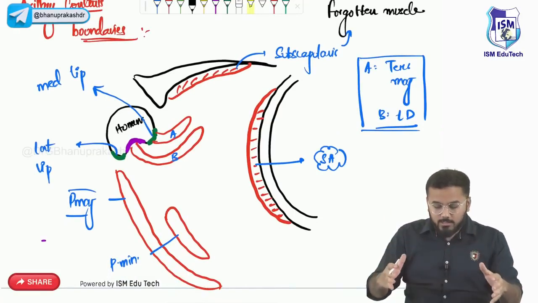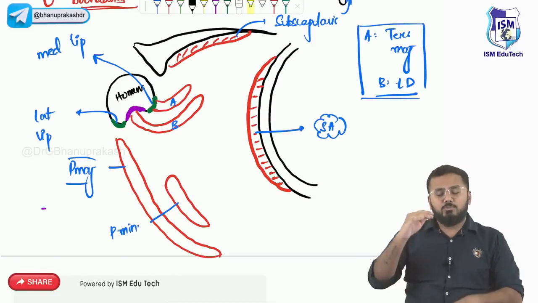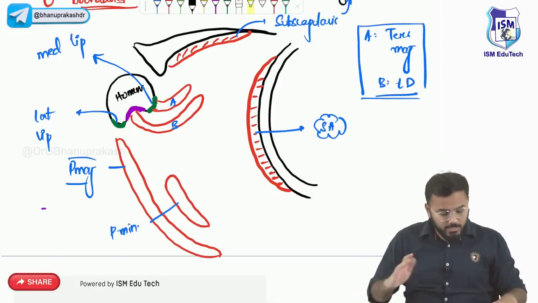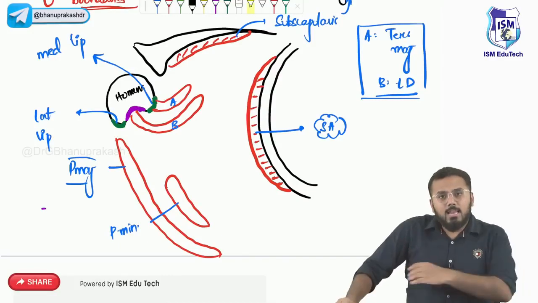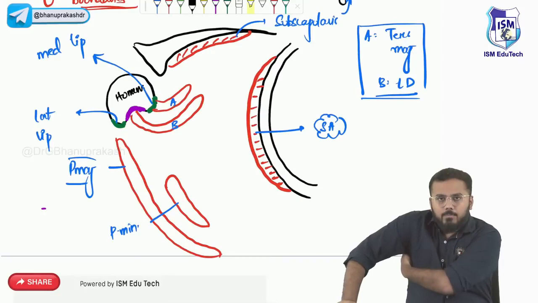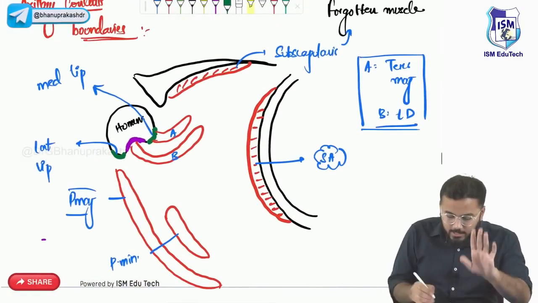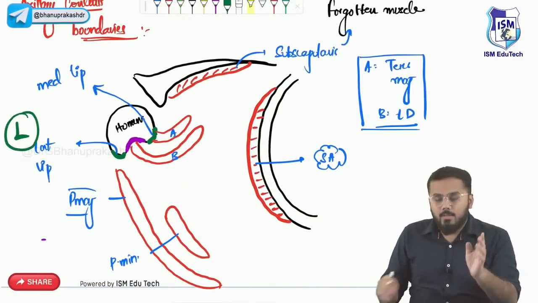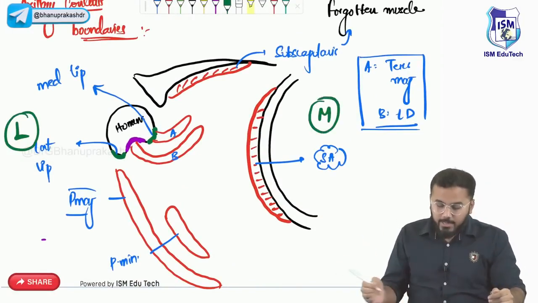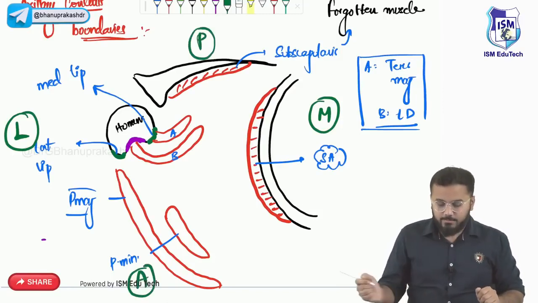Have you understood these borders? Very, very simple. Why am I stressing this a lot? Because many questions are repeated from this, guys. You will get to know how the questions are repeated. Laterally humerus, medially ribs, posteriorly scapula, anteriorly pectoralis major and minor. This is the thing I want you to remember. So if you want to understand this clearly, remember like this: this is the lateral, opposite will be medial, where is pectoralis? Anterior, and this is posterior. Clear?